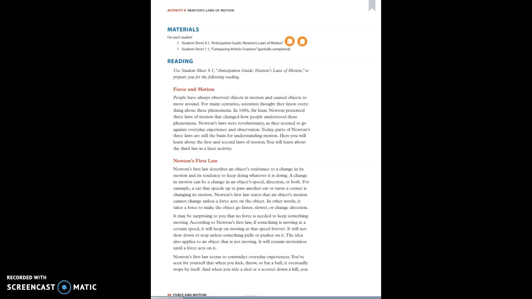It may be surprising to you that no force is needed to keep something moving. According to Newton's first law, if something is moving at a certain speed, it will keep on moving at that speed forever. It will not slow down or stop unless something pulls or pushes on it. The idea also applies to an object that is not moving. It will remain motionless until a force acts on it.